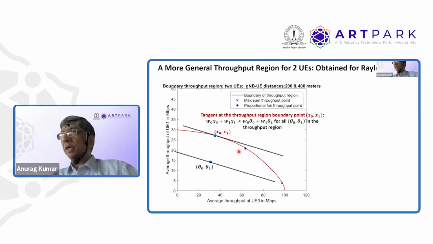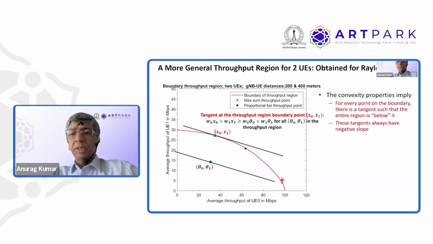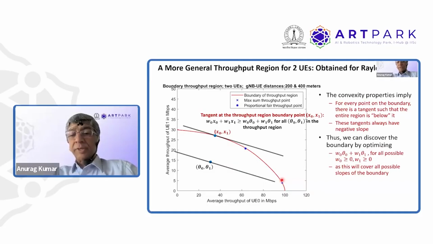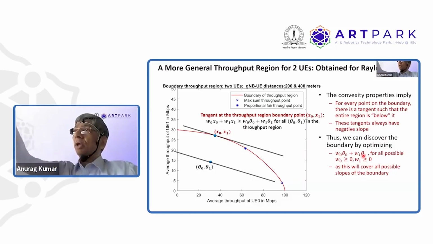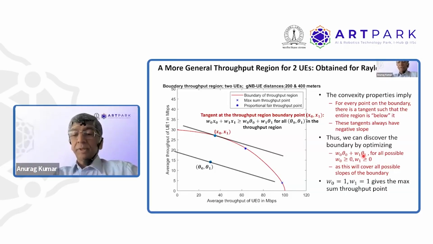Okay. How do you schedule the network to get to this point, or to get to this point, or to get to this point? What scheduler will give you that point? All right. So thus we can discover the boundary by optimizing this utility, W0 theta 0 plus W1 theta 1, for all theta 0, theta 1 pairs in the rate region. And if you go on varying W0 and W1, you will get all the points on the boundary.